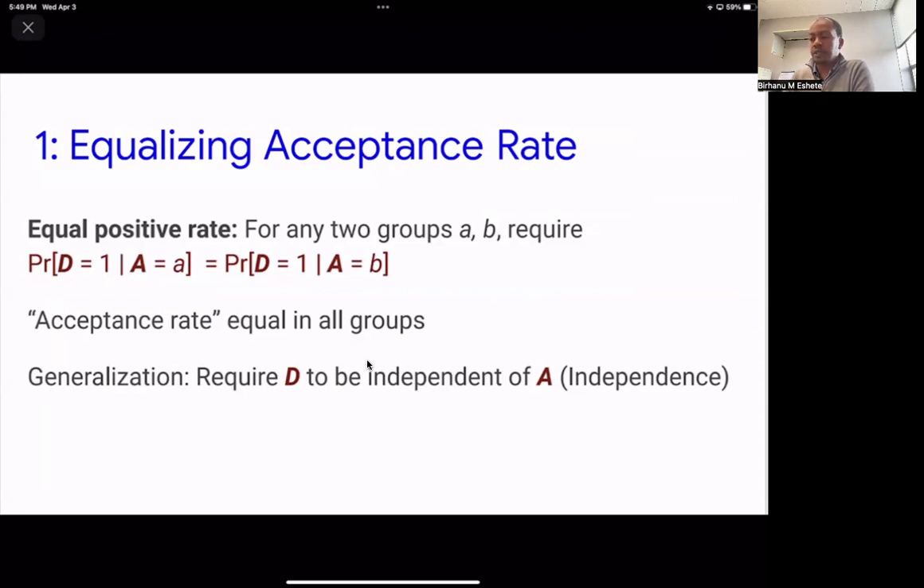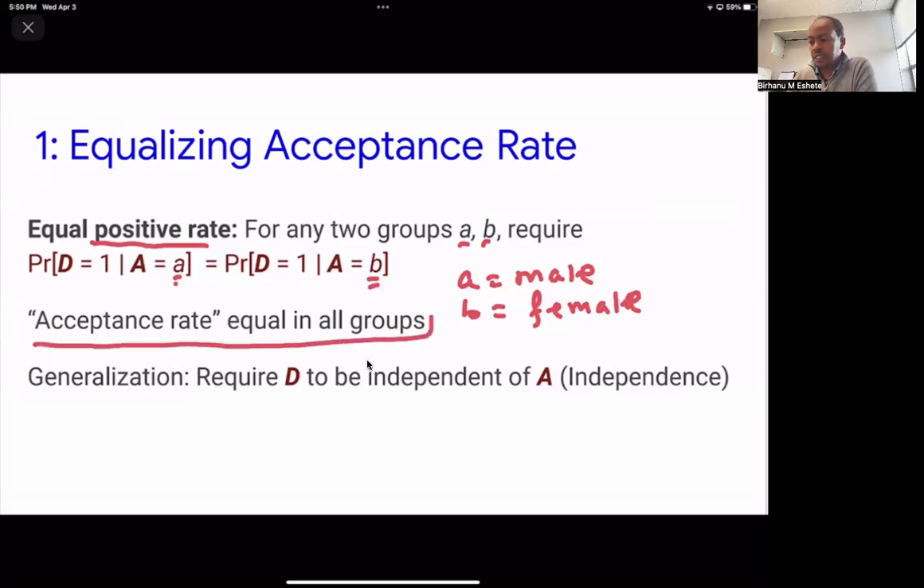Based on the metrics we talked about, the equal positive rate is defined for any 2 groups, A and B. For example, A could be male and B could be female. The requirement for equal positive rate is that the probability that the decision is 1 when A is male is the same as the probability that the decision is 1 when the protected class is female. So in general, we want the acceptance rate to be equal for all groups, in this case both groups, male and female.